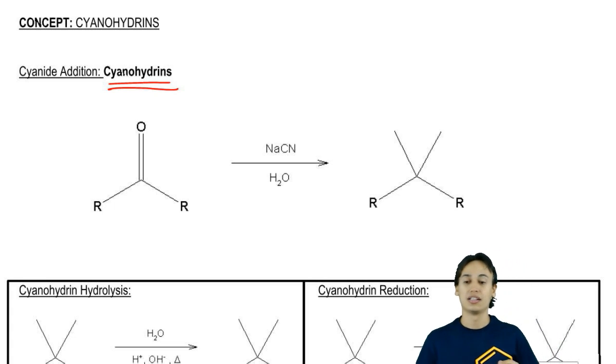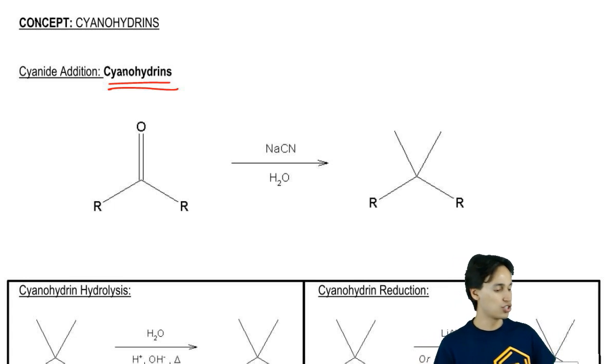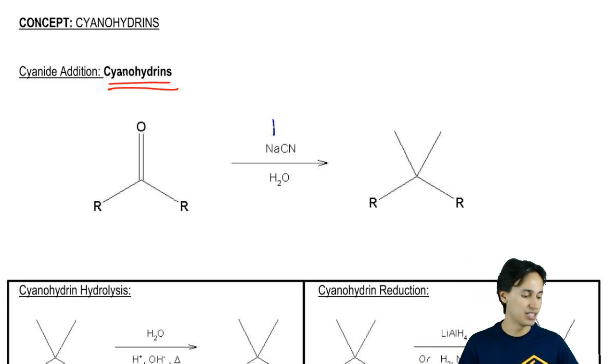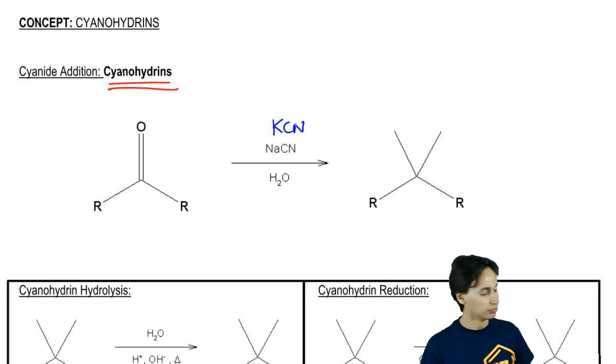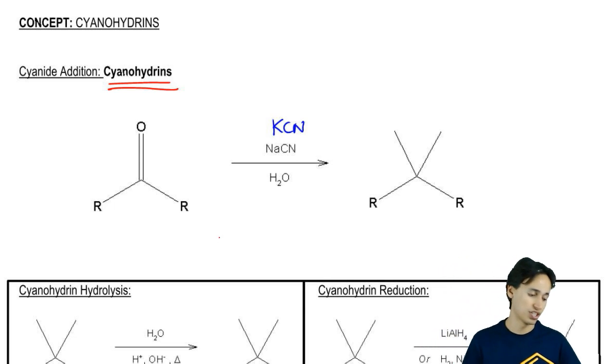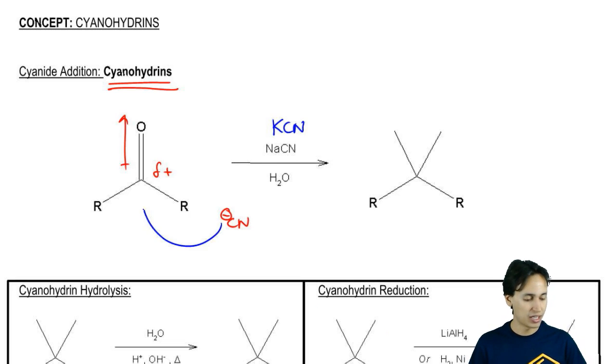So typically, CN is reacted as a negatively charged anion. NaCN is very common, but you could also see KCN. This is a very common way to represent it as well. And as you can imagine, guys, this is just straight up nucleophilic addition. I've got my CN negative, I've got my very strong partial positive charge, so I get a nucleophilic addition mechanism.